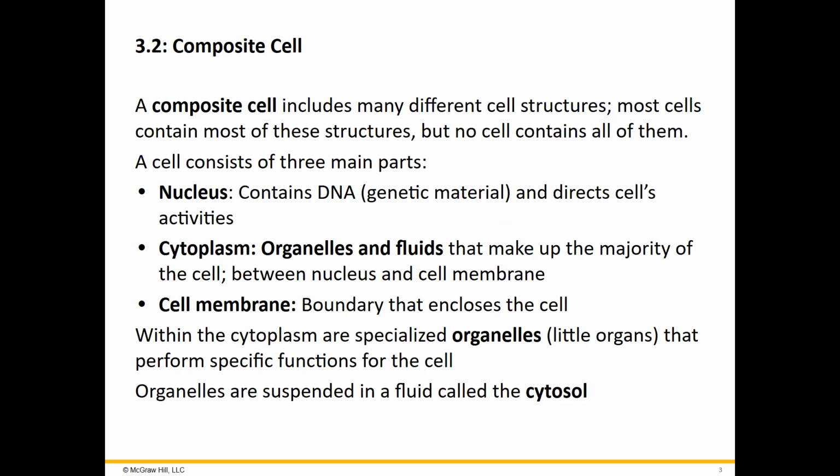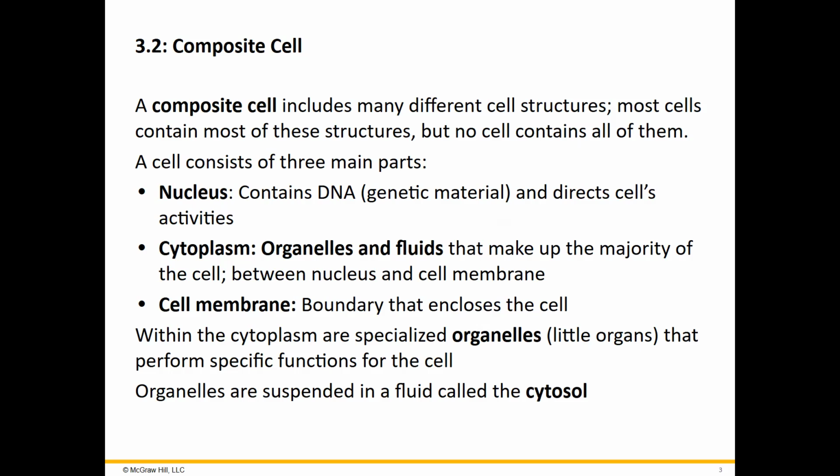The big components of a cell that I want you guys to know is the nucleus, the cytoplasm, and the cell membrane. Nucleus, very simple, contains the DNA, the genetic material that directs the cell's activities. Yeah, DNA programs what the cell does. It's in the nucleus. The cytoplasm is everything outside of the nucleus that is the cell. So it's the organelles and the fluid that the organelles float in. The majority of the cell is the cytoplasm. Okay. The cell membrane is just the boundary that encloses the cell. Think of it as the skin, right? It's the outer border of the cell.